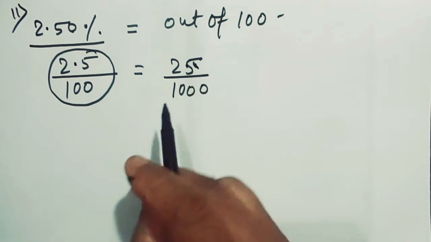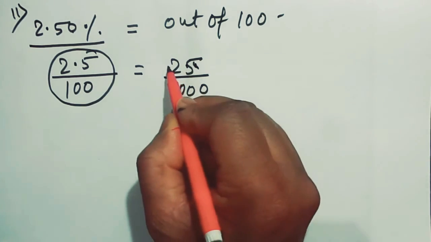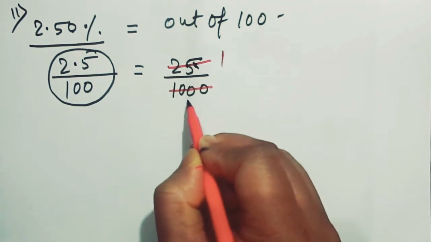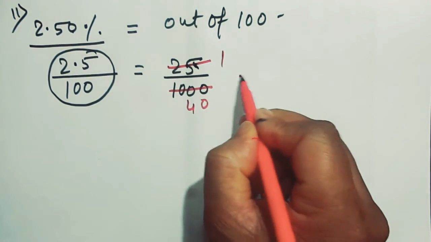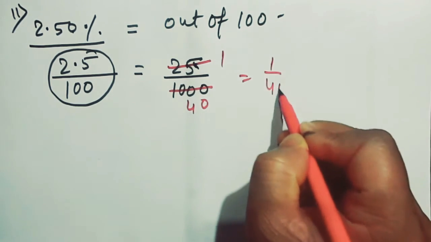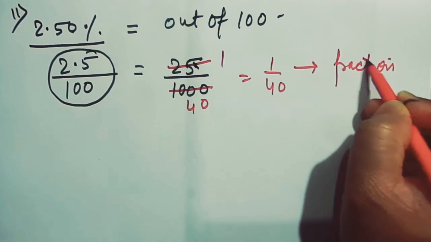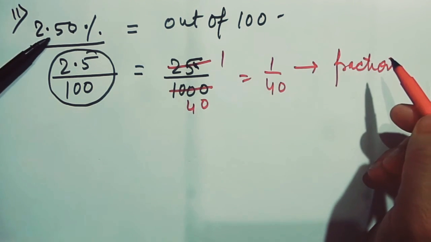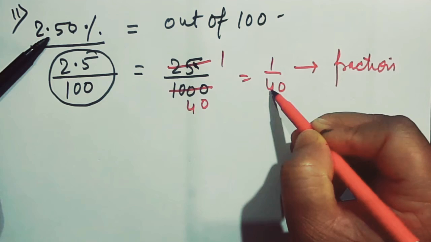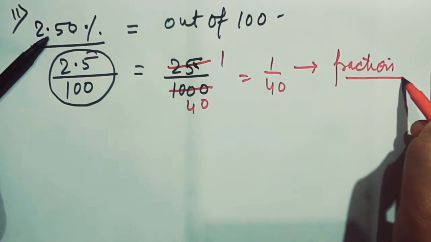So let us cancel it. 25 1 times, 25 4 0. This means this 1 by 40 is in fraction form. So I have changed 2.5 into 1 by 40 in fraction form.